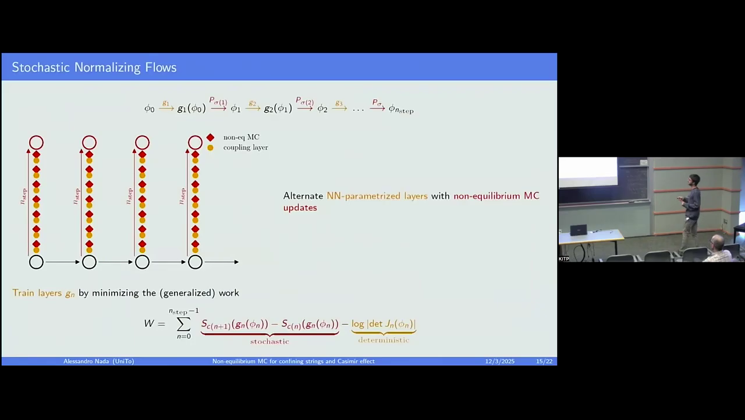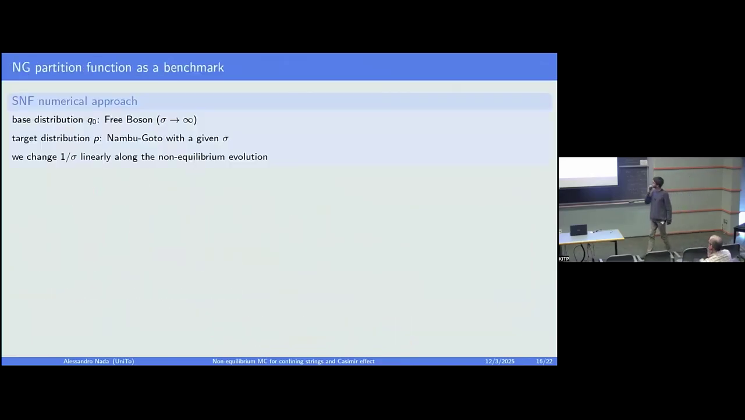And the idea is that you are going to train all these layers, which are represented by these orange dots, by minimizing the work that I showed you before, which has to be generalized. This part here is the same one that I was telling you before, plus there is the logarithm of the determinant of the Jacobian of each of these transformations. By minimizing this object, you can find the correct parameters for this transformation. And this is what we did.